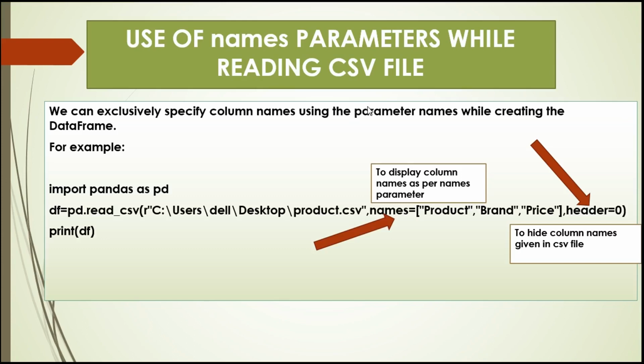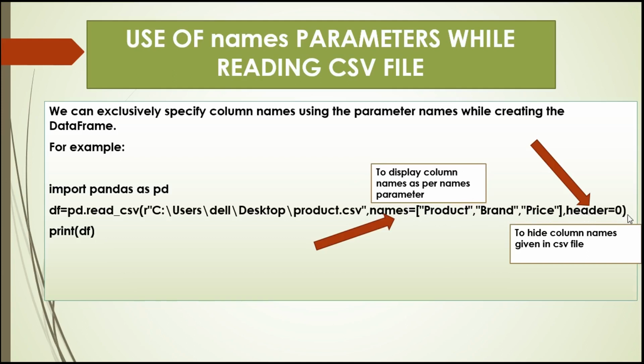Now we can pass another parameter, names, while reading the CSV file. See the usage of this parameter. After setting the location and the file name, I have entered the parameter names equals to, and in the square brackets I have entered 3 column labels, product, brand and price, which are a little bit different from the column names used in the CSV file. In the spreadsheet I have mentioned Product, Brand and Price in capital case, but while passing the parameter I have changed the case of these labels.